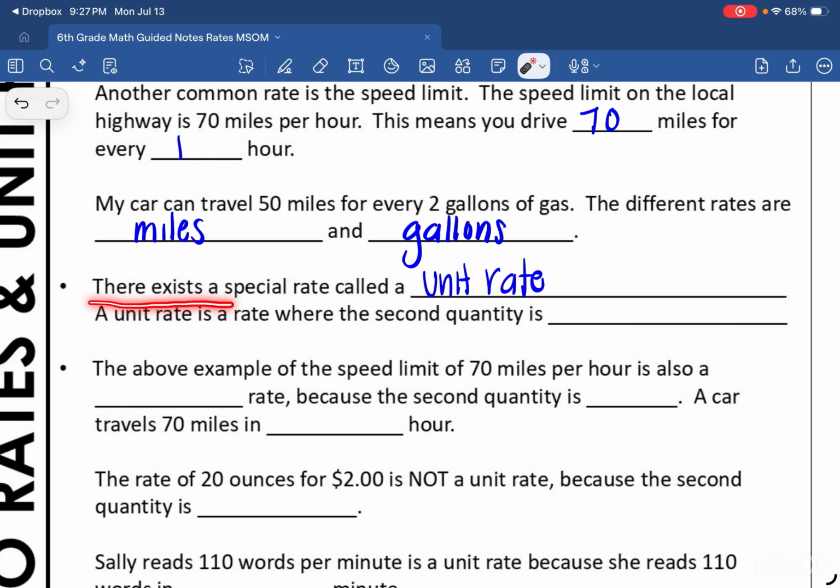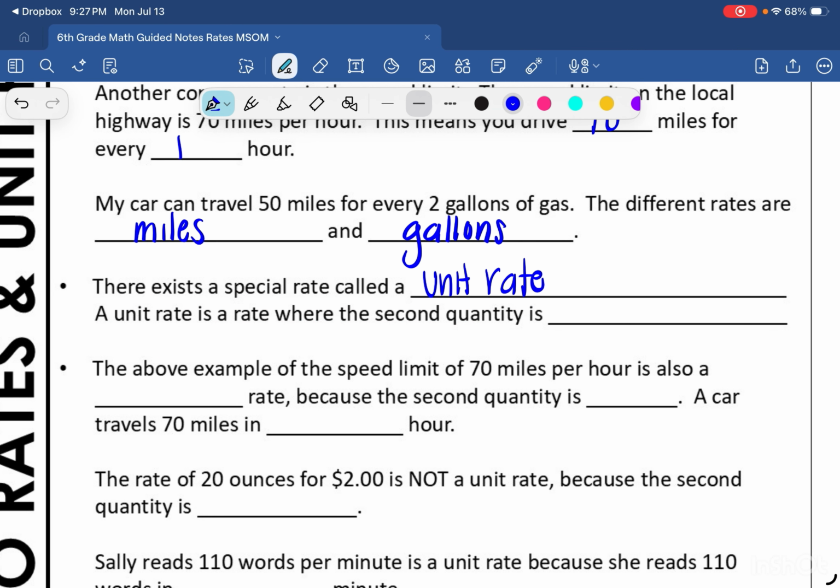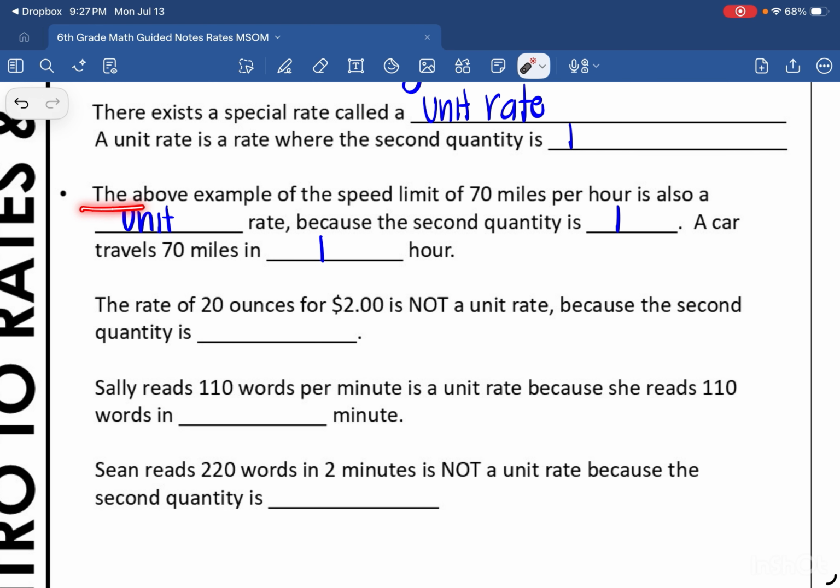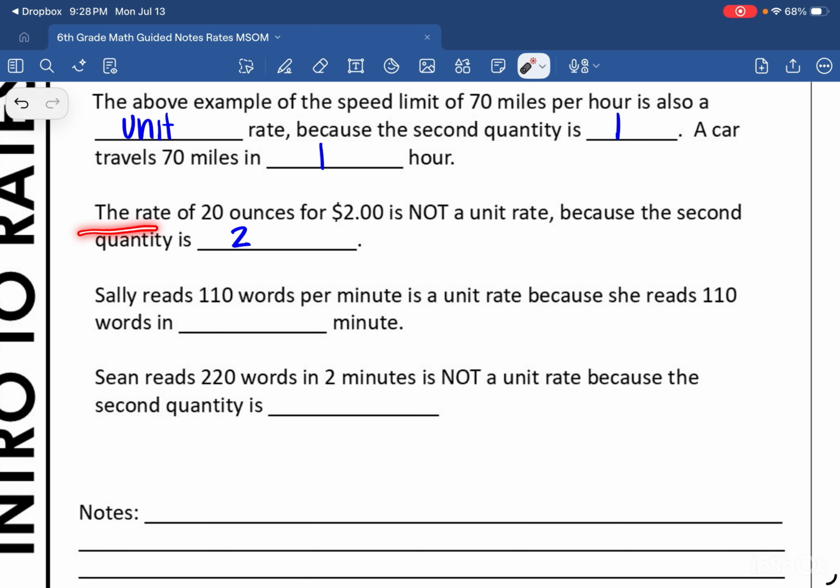There exists a special rate called a unit rate. A unit rate is a rate where the second quantity is 1. The above example of the speed limit of 70 miles per hour is also a unit rate because the second quantity is 1. A car travels 70 miles in 1 hour. The rate of 20 ounces for $2 is not a unit rate because the second quantity is 2.